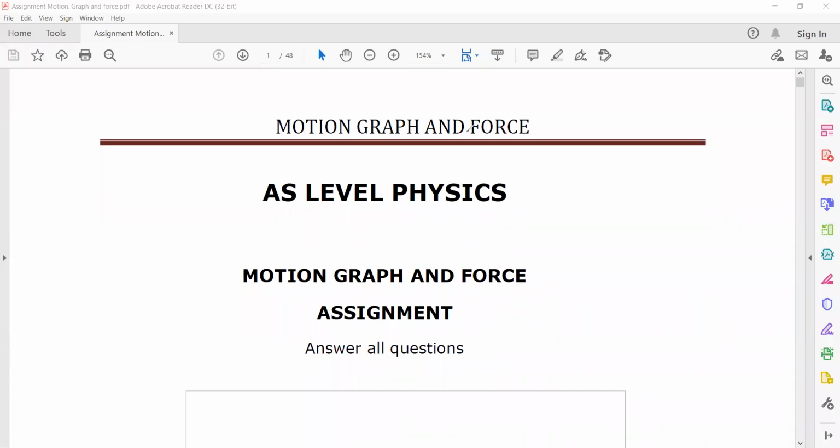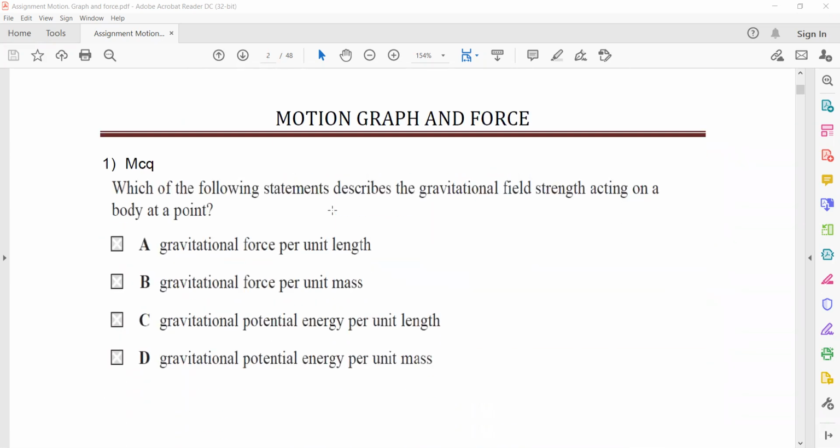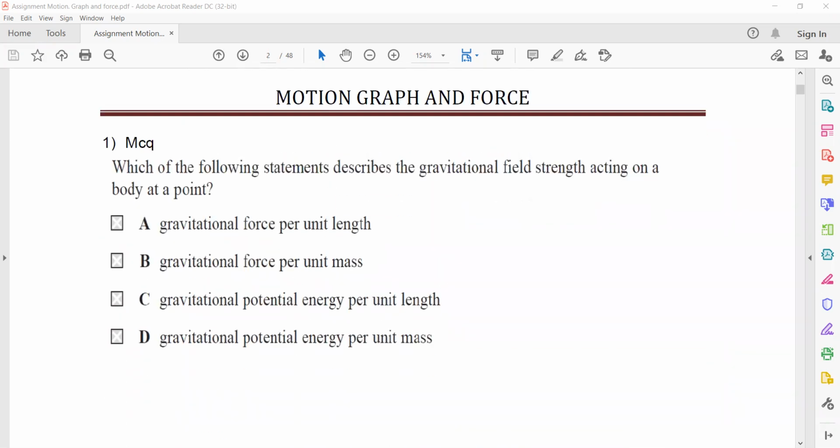This session is related to discussion of topic motion, graph, and force from Unit 1 IAL Physics. In the first question, which of the following statements describe the gravitational field strength on a body at a point?